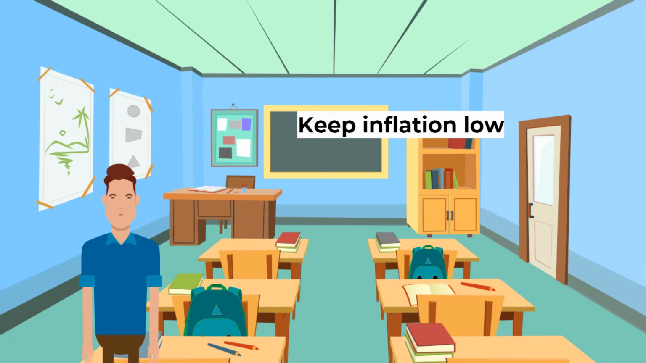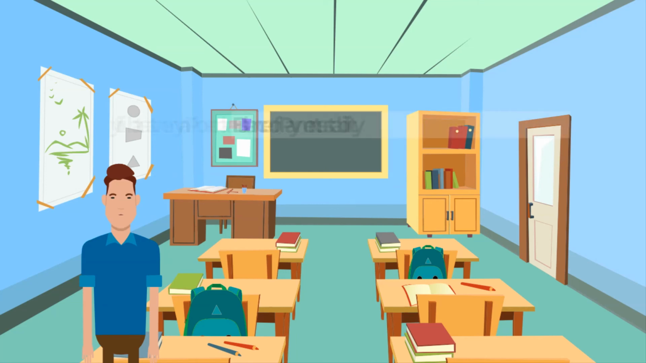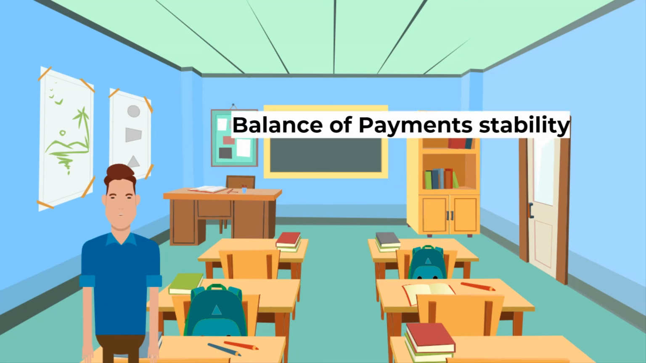Keep inflation low. Depreciation of a currency can cause inflation as demand and prices and costs for firms rise. On a fixed exchange rate, firms have an incentive to keep cutting costs to remain competitive. Balance of payment stability. Since the exchange rate is not determined by market forces, sudden changes in the balance of payments will be eliminated, keeping it stable instead.